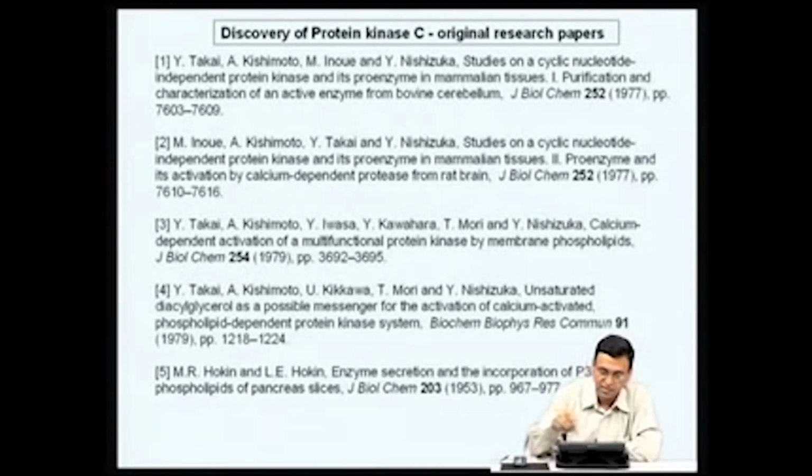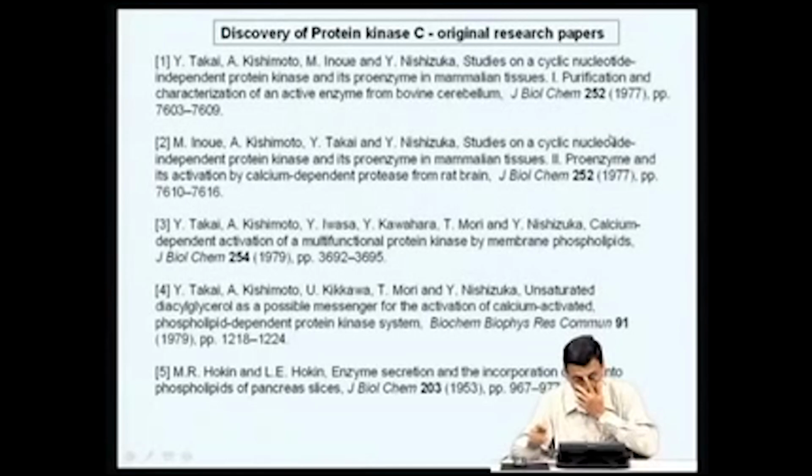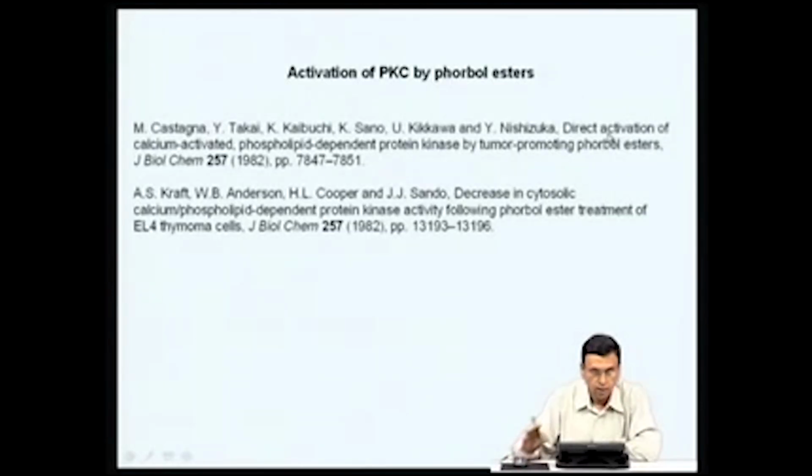So what I have listed in the next few slides is some of the original research articles. Especially in this slide, I have listed the key research papers that led to the discovery of protein kinase C, especially by the Nishizuka group, who are credited with its discovery. These are the first two JBC papers which led to the discovery of protein kinase C way back in 1977. The activation of PKC by phorbol esters was first shown in these two JBC papers, again by the Nishizuka group, in 1982.